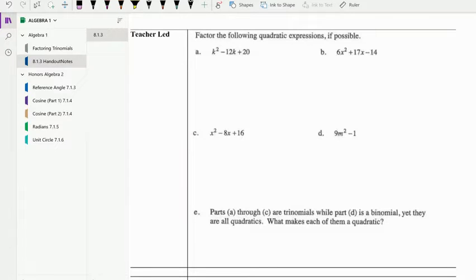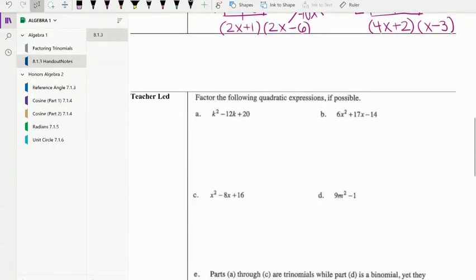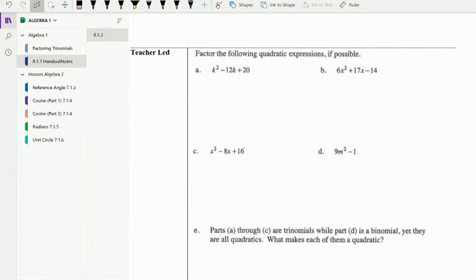Okay, so we're going to pick up where we left off. We just finished the last problem, which was factoring a trinomial, and we are going to continue to factor in practice. So we're going to make a box, and k squared would go in our first box because it's the first term, and 20 would go in the last box because it's the last term.